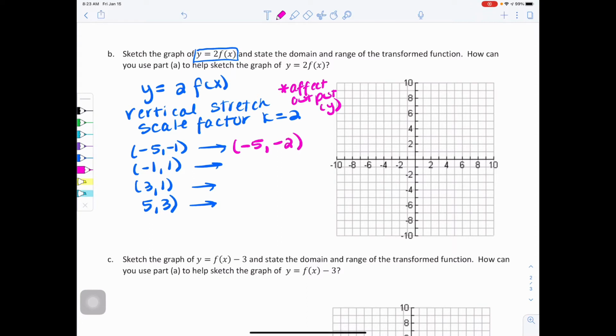For -1, 1, again, I would keep my same x value. The input was not affected. If I'm multiplying on the outside, it's the output or y that's affected. So 1 times 2 would be 2. So my coordinate 3, 1 would change into 3, 2, because 1 times 2 is 2. And my last coordinate would change into 5, 6, because I'm multiplying my y coordinate only by 2.